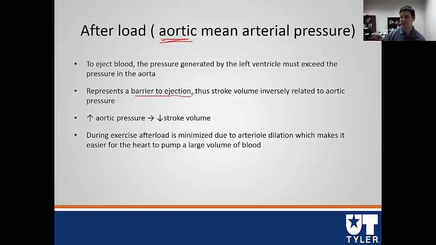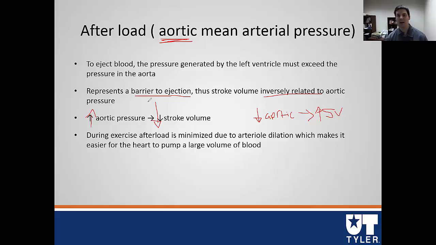Ultimately, this represents what we call a barrier to ejection, right? It's got to be higher than that. So therefore, again, as I mentioned earlier, we have an inverse relationship. Inverse meaning an increase in one causes a decrease in the other. So an increase in aortic pressure decreases stroke volume, and vice versa. A decrease in aortic pressure causes an increase in stroke volume to happen.